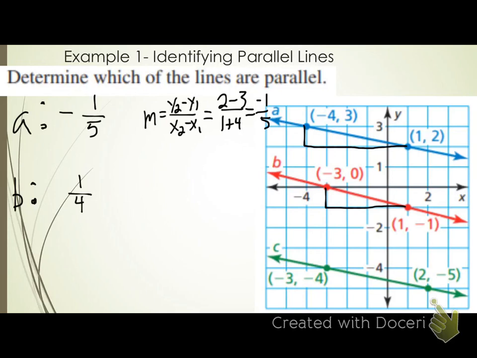Negative 4. It's going downhill from left to right, so is my slope a positive or negative number? Negative. Once again, you could have done y2 minus y1 over x2 minus x1. I get negative 1/4. Any questions on how I found the slope on line B?